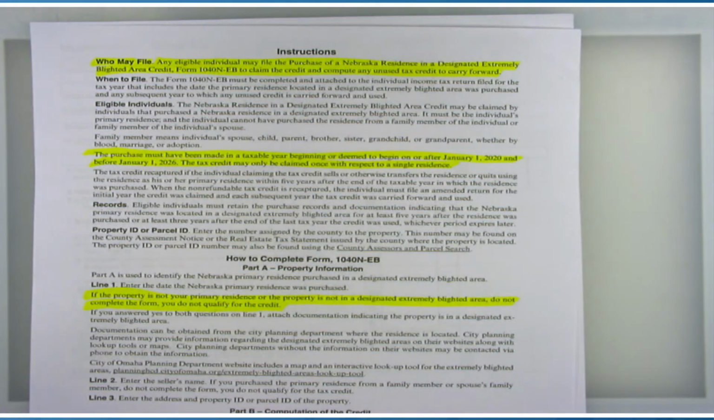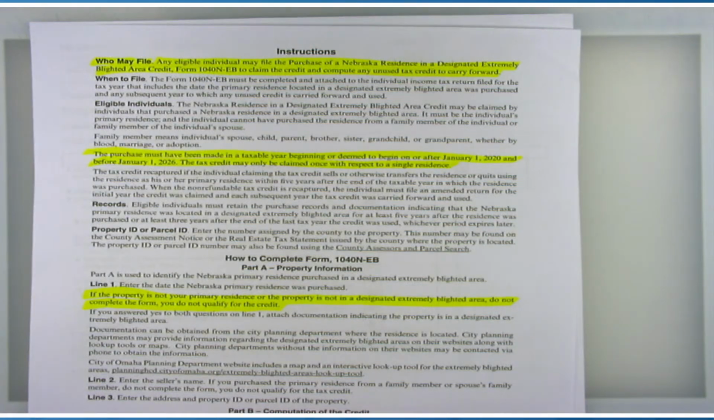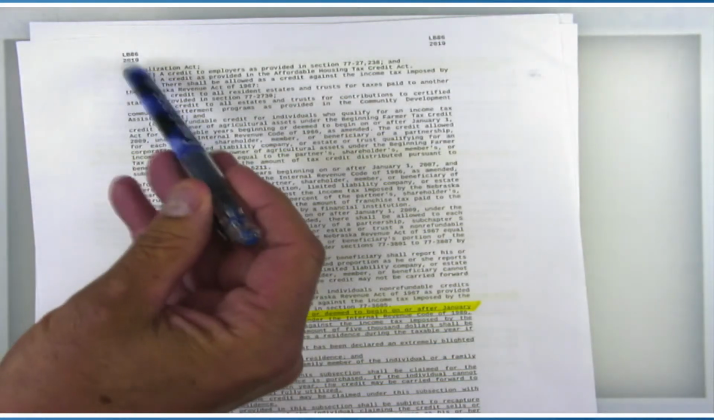So if you buy into the Belmont neighborhood and you live in that neighborhood, you would be eligible for a tax credit on that home that would come from the state of Nebraska. What's the origin of this? There was a bill passed in 2019 called LB 86. LB 86 provided the provisions for owner-occupied residents buying in extremely blighted areas, these particular provisions.